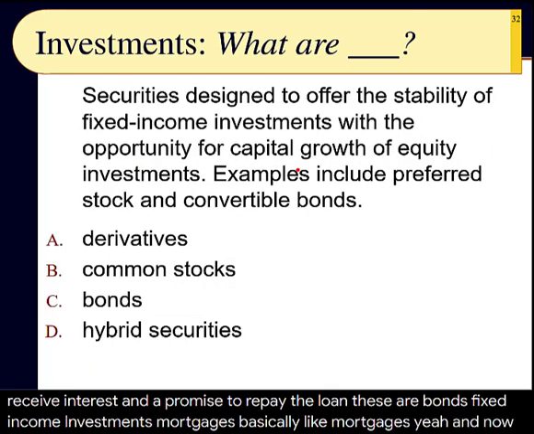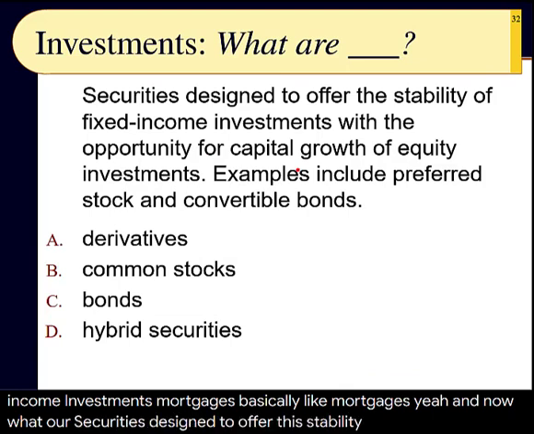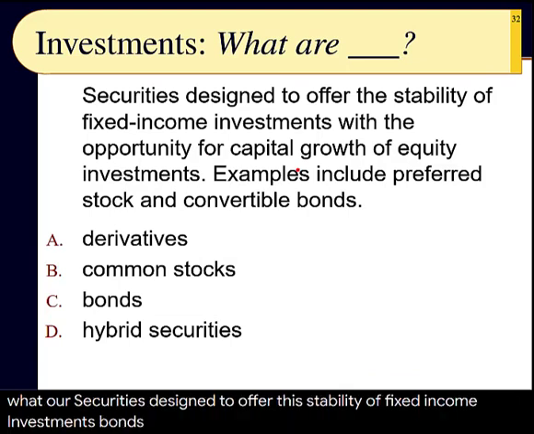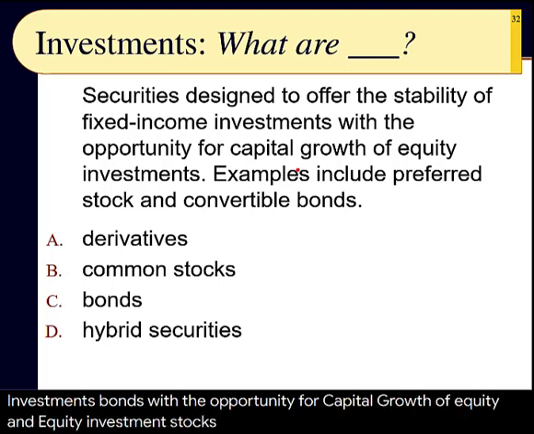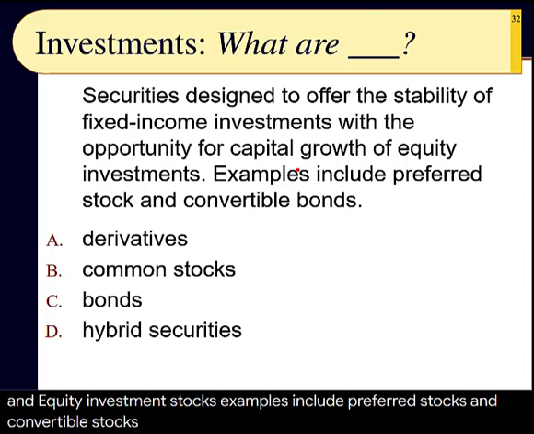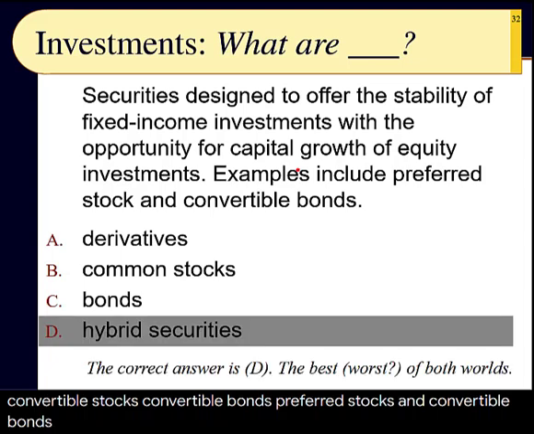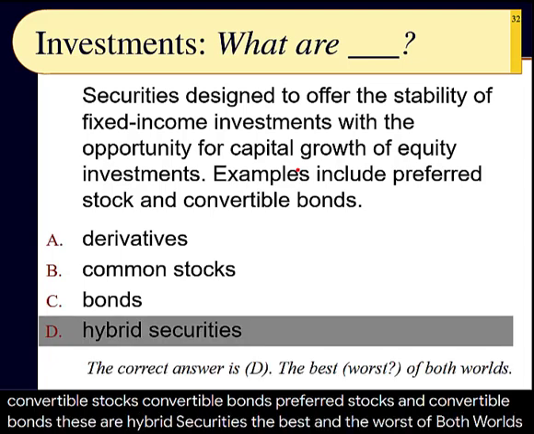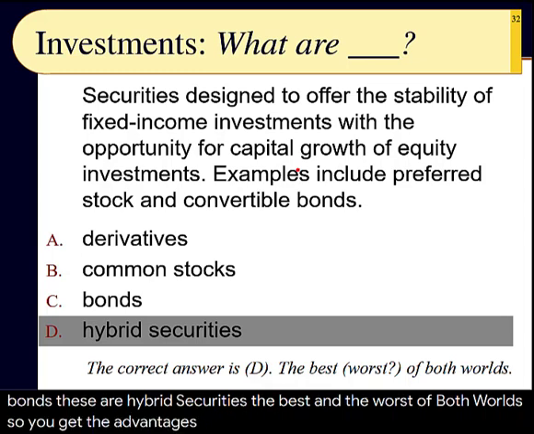And now what are securities designed to offer the stability of fixed income investments, bonds, with the opportunity for capital growth of equity investments, stocks? Examples include preferred stocks and convertible bonds. These are hybrid securities, the best and the worst of both worlds. So you get the advantages of both and you get the disadvantages of both. So why bother, in my opinion? Most people don't, most people shouldn't, but you might decide differently.